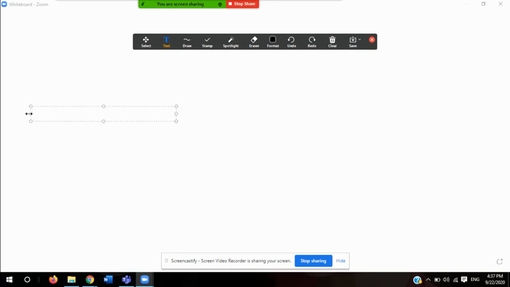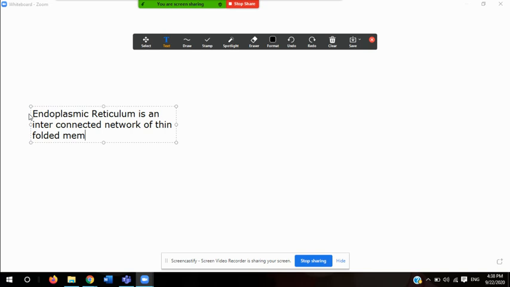The endoplasmic reticulum is also referred to as the ER. The endoplasmic reticulum is an interconnected network of thin folded membranes.